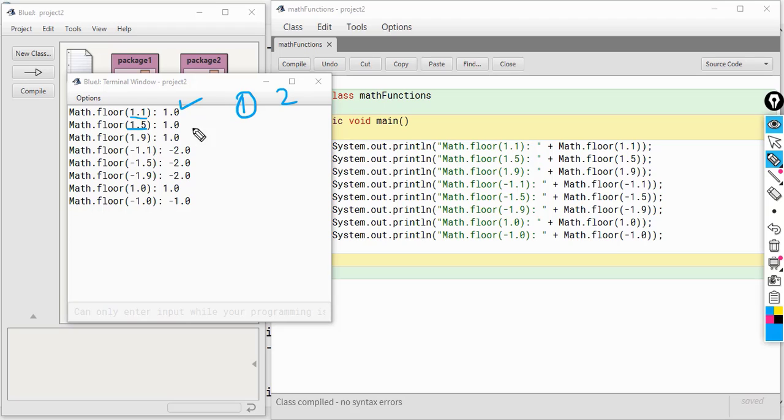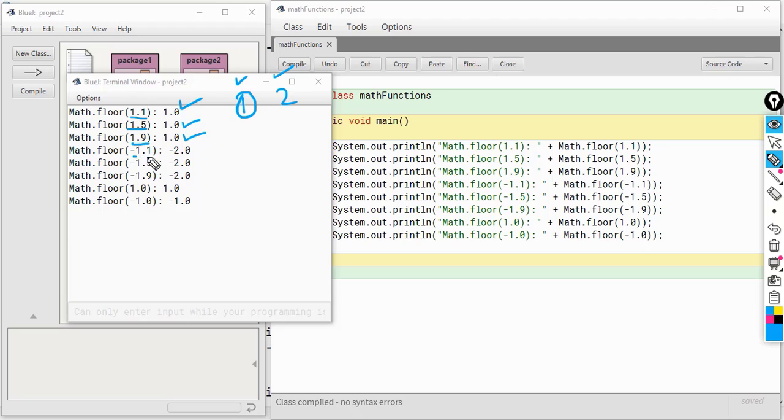Next we have 1.5. 1.5 again comes between 1 and 2, so the smaller one is 1. So the answer will be 1.0. 1.9 next. So 1.9 also comes between 1 and 2, and the smaller one between 1 and 2 is 1. So the answer will be 1.0.